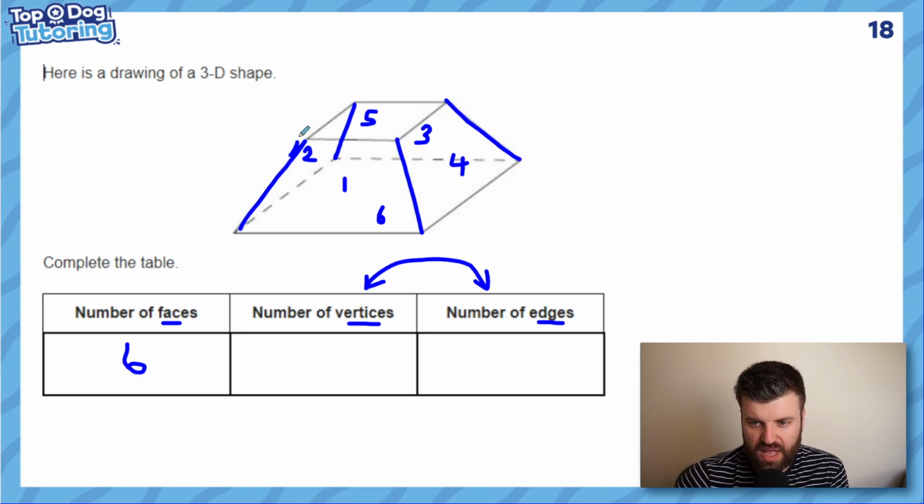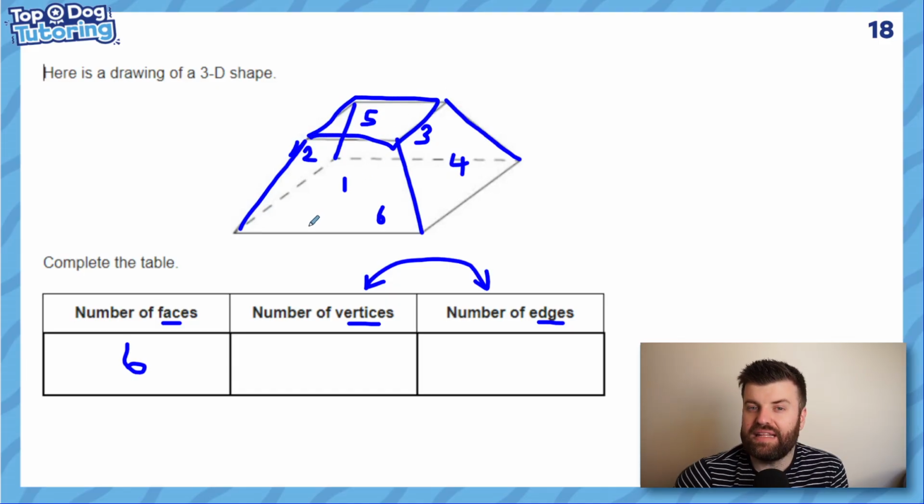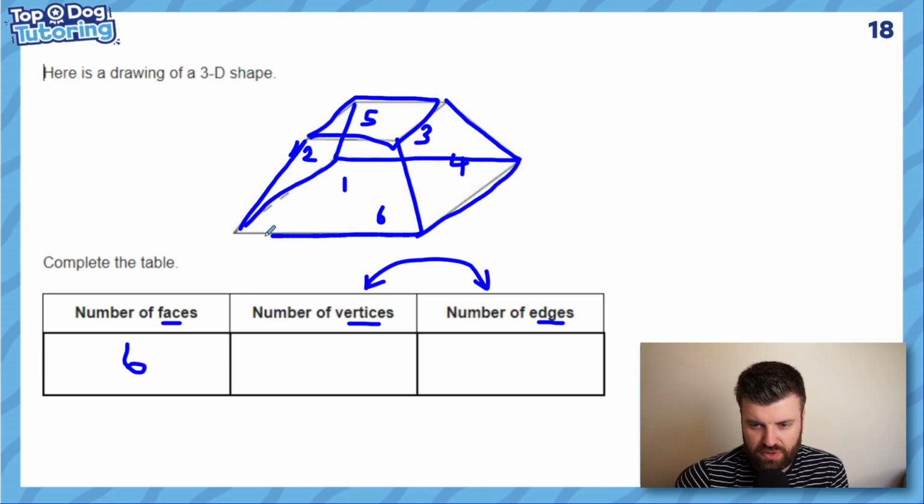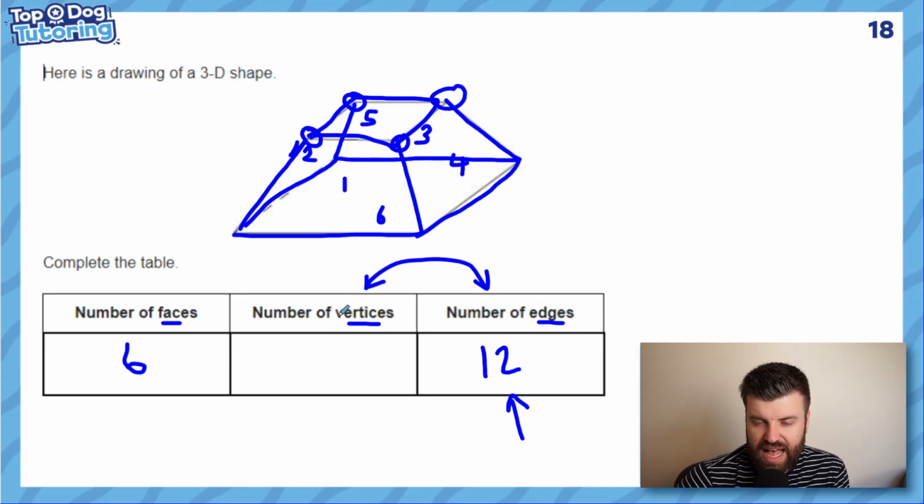We need 4 for these. We need another 1, 2, 3, 4 at the top for that square. And we need another 4 at the bottom for the square at the bottom. So we have 4 plus 4 plus 4. We have 12 edges. Now, what's a vertex? Vertex is 1. Vertices are plural for more than 1. A vertice, or vertex rather, is the joining point of the edges. So in this case, we have 1, 2, 3, 4. And what I think here is, okay, number of edges is how many sticks we'd need. Number of vertices is how many blobs of blue tack we'd need to hold them together. Well, we need 4 at the top. And we need 4 more at the bottom.